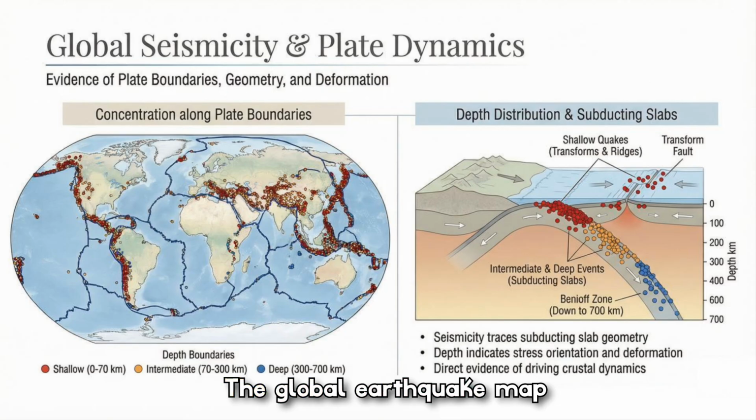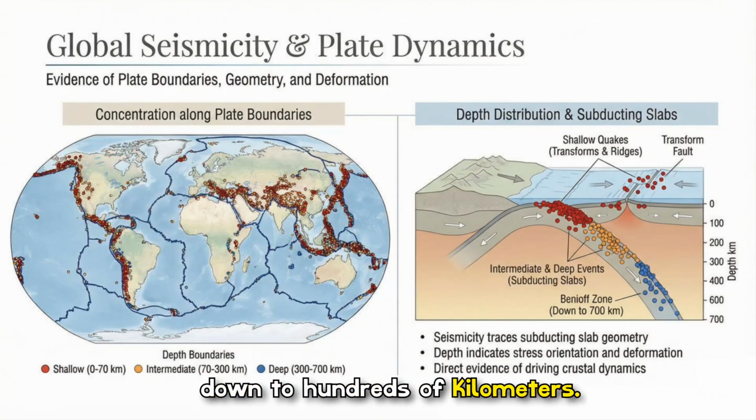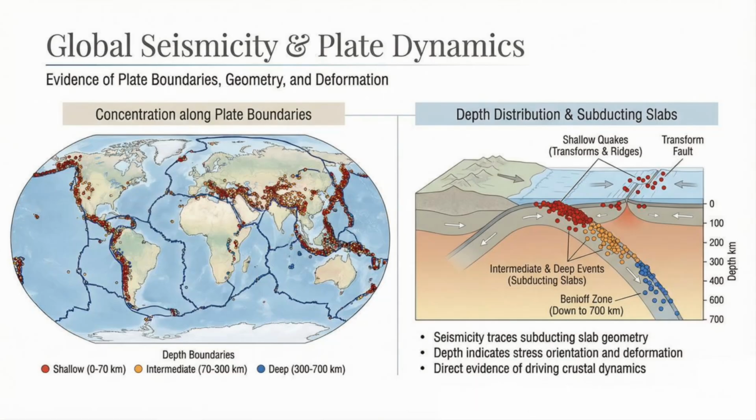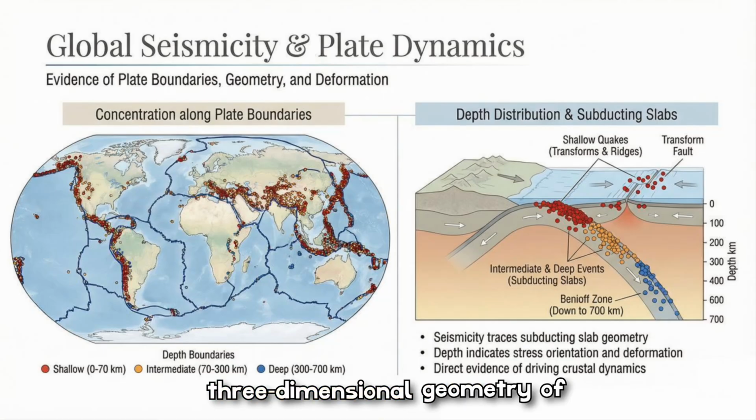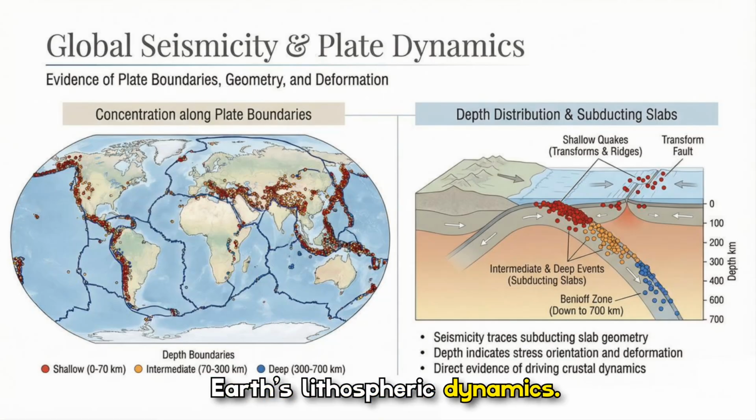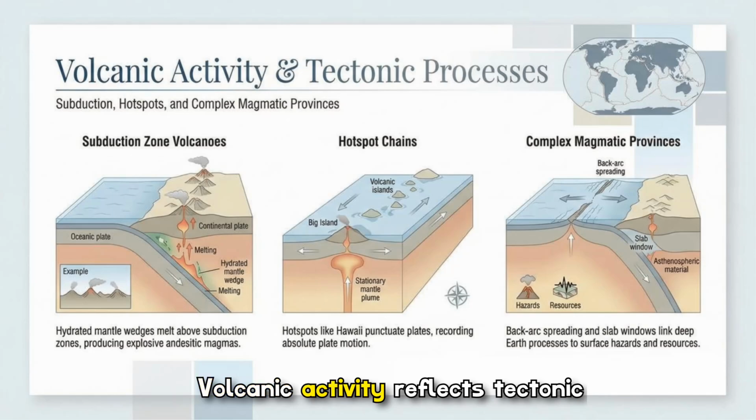The global earthquake map shows a strong concentration of seismicity along plate boundaries, while depth plots reveal subducting slab geometries and Benioff zones down to hundreds of kilometers. These patterns provide direct evidence of plate interactions, indicating where stress orientations change with depth, and tracing the three-dimensional geometry of Earth's lithospheric dynamics.